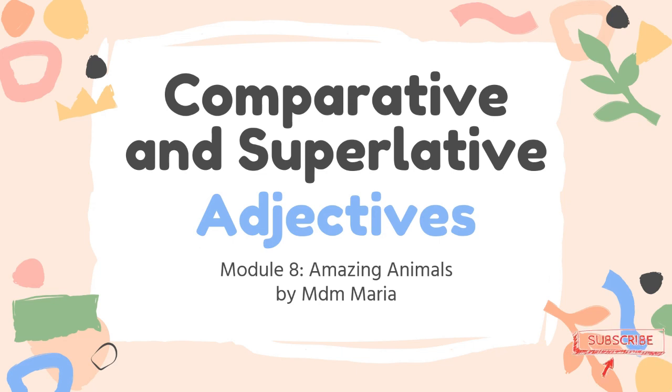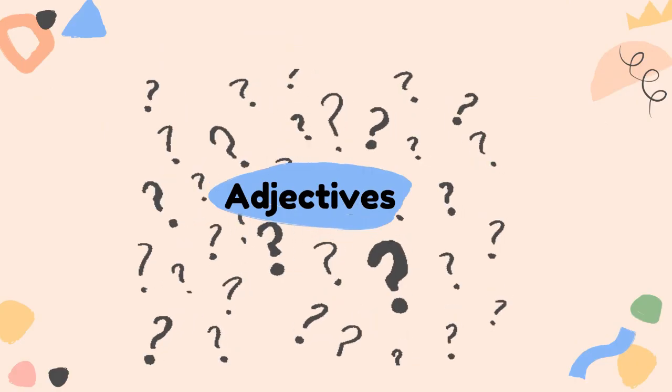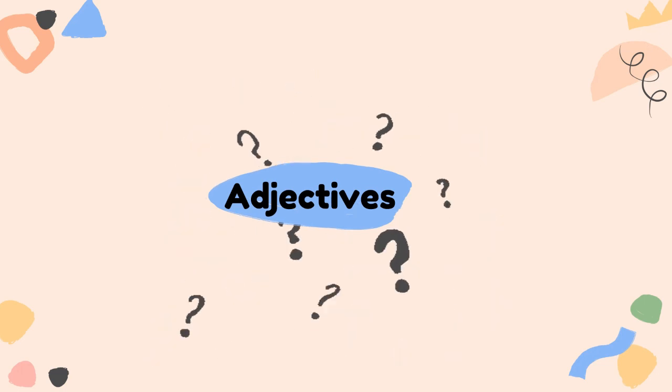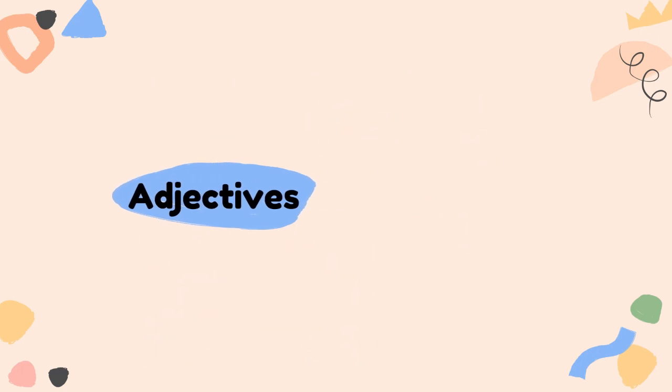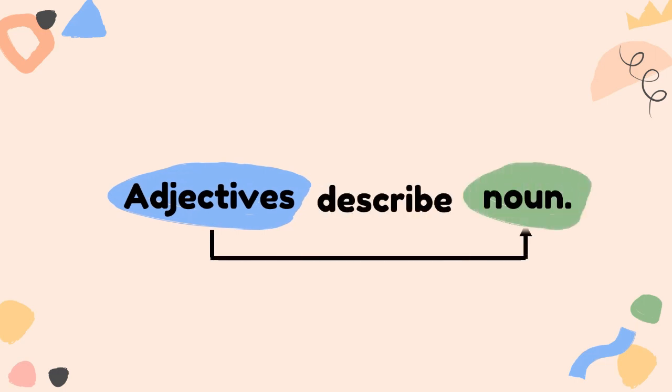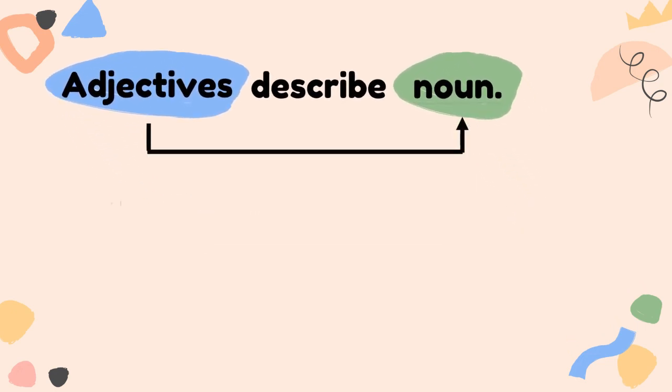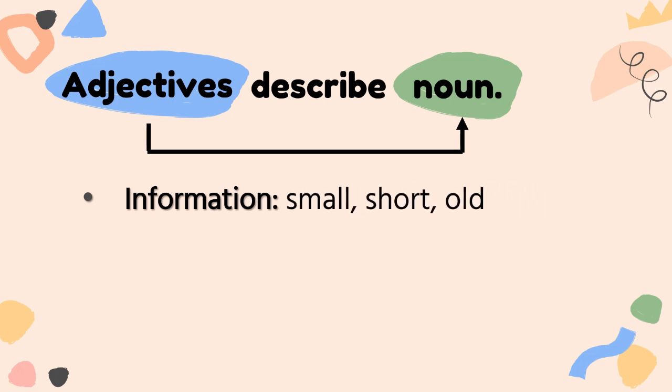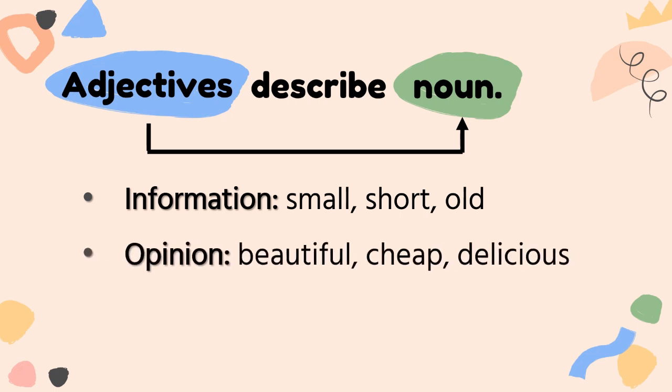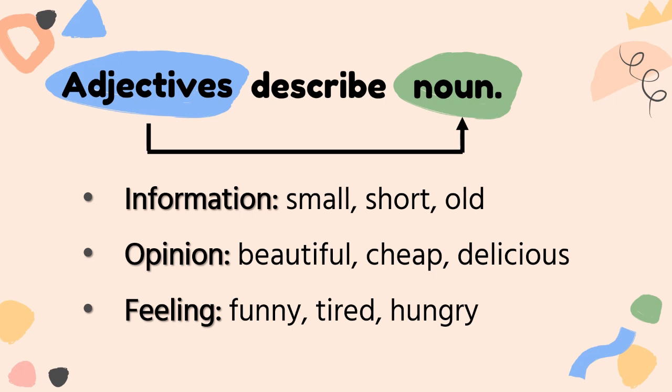For today, we are going to learn about comparative and superlative adjectives. What are adjectives? Do you have any ideas? Adjectives describe nouns. Adjectives can give us information such as the size or age of a noun. For example, small, short, and old. Adjectives can also tell us someone's opinion about a noun or describe how someone is feeling.